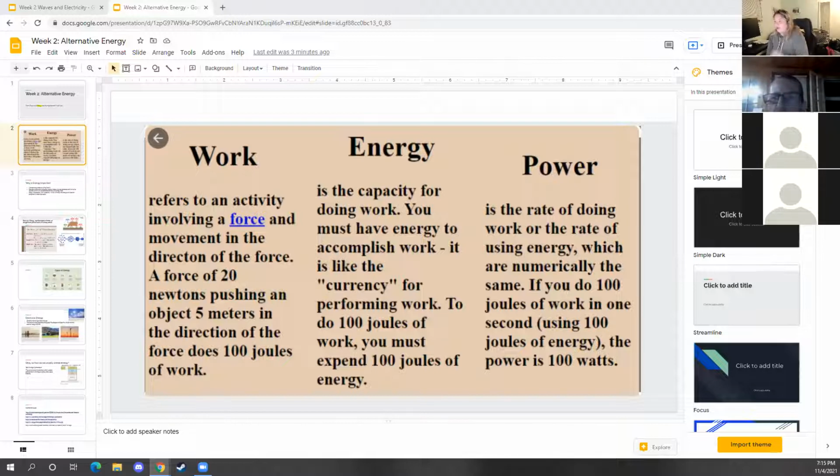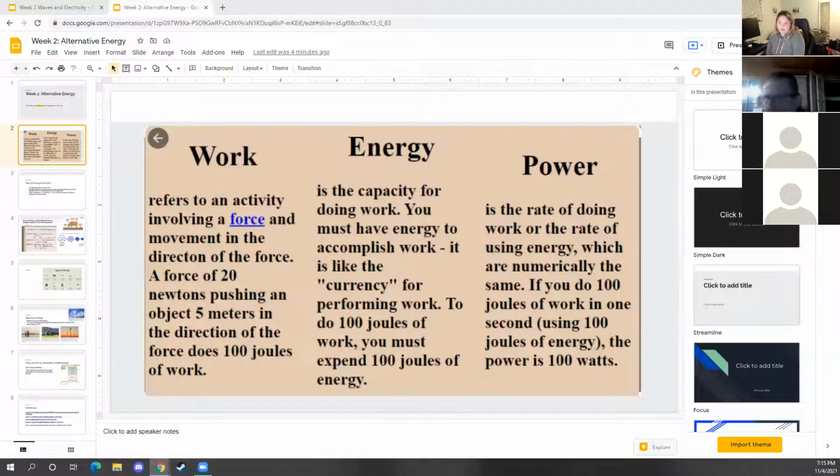So now going over to the left, work. We already know that we need energy in order to do work. Work just refers to any activity that involves a force and movement in the direction of the force. For example, here they have a force of 20 newtons, which is another unit. Newtons is a unit of force. Pushing an object 5 meters in the direction of the force does 100 joules of work, which, if we go back to the right, means we expended 100 joules of energy. So we're seeing that there's a relationship between all of them and a balancing act.